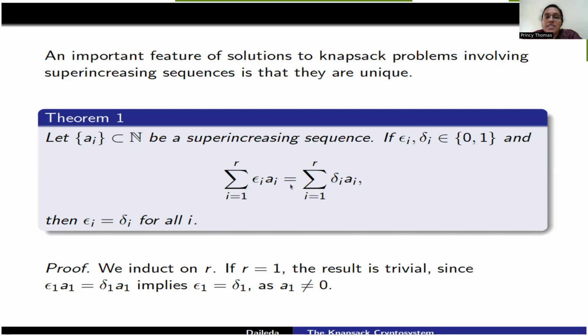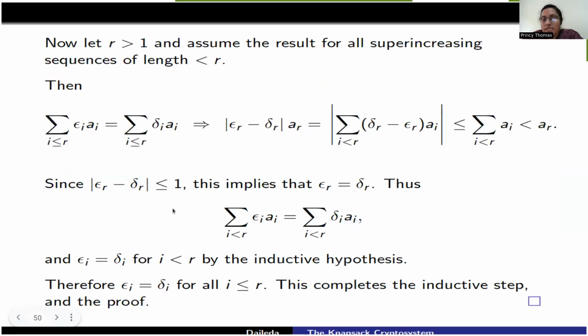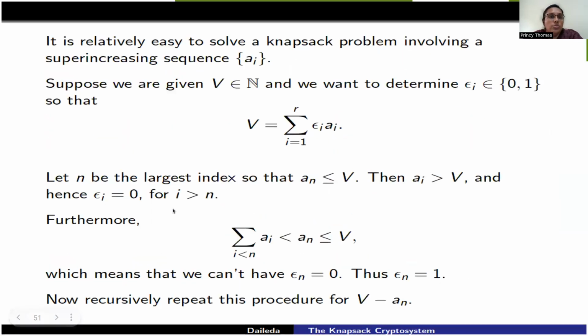Only then can these two things be equal. When you sum all the values from I to R, if they are for two different super increasing sequences and they are supposed to be the same, then epsilon I and delta I must be the same. They will be unique, and based on this we are doing the knapsack cryptography. Now this is the proof, an induction proof, you can go through it.